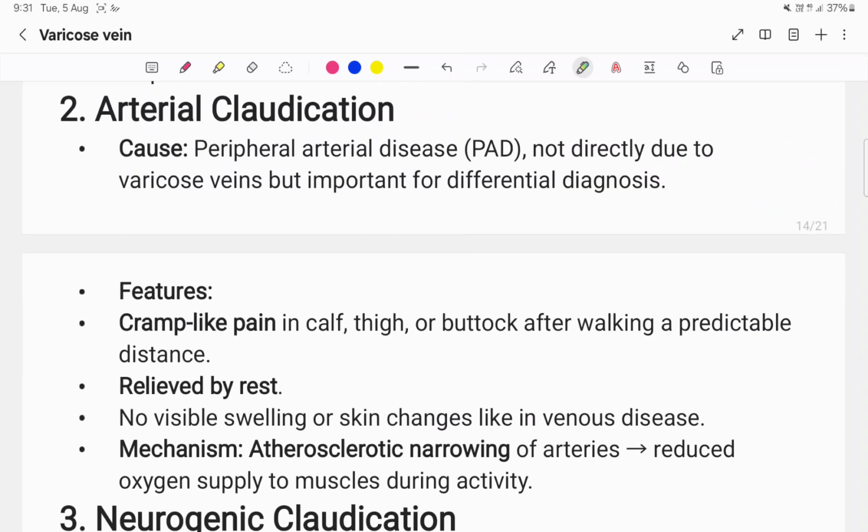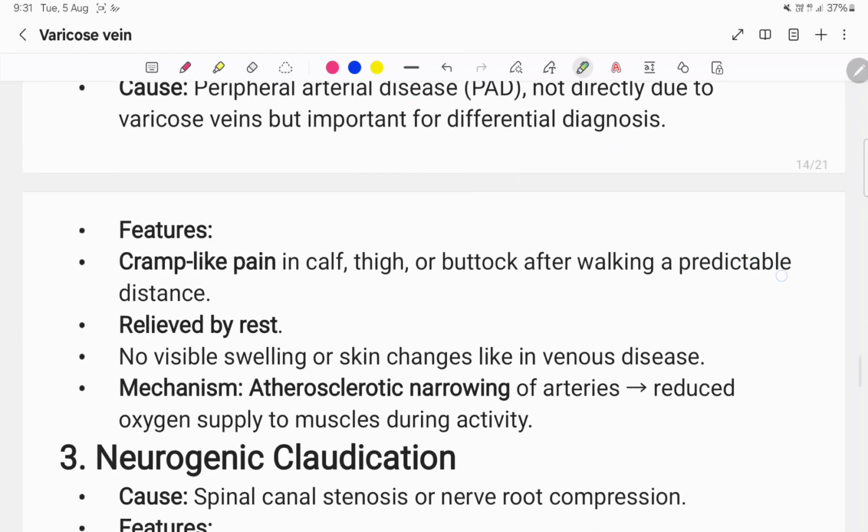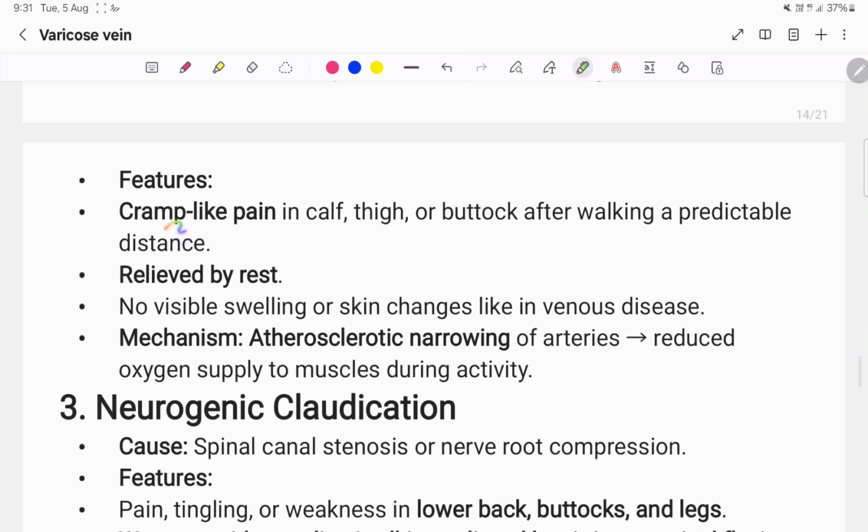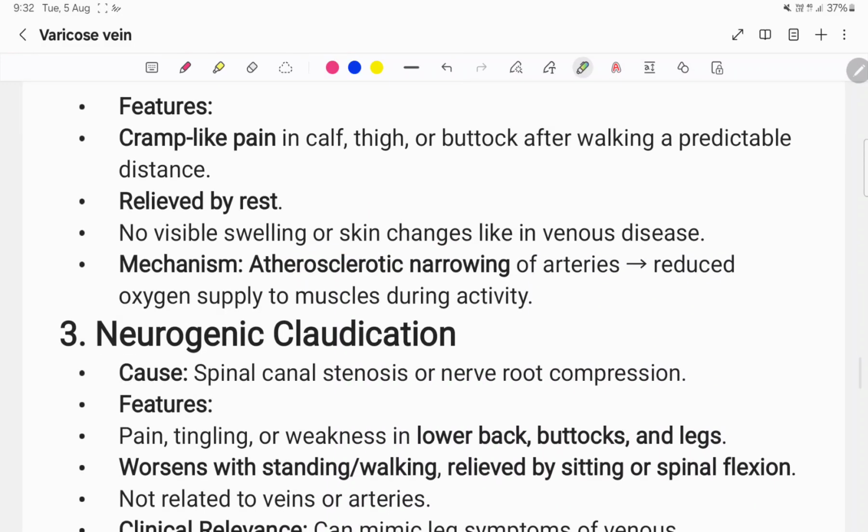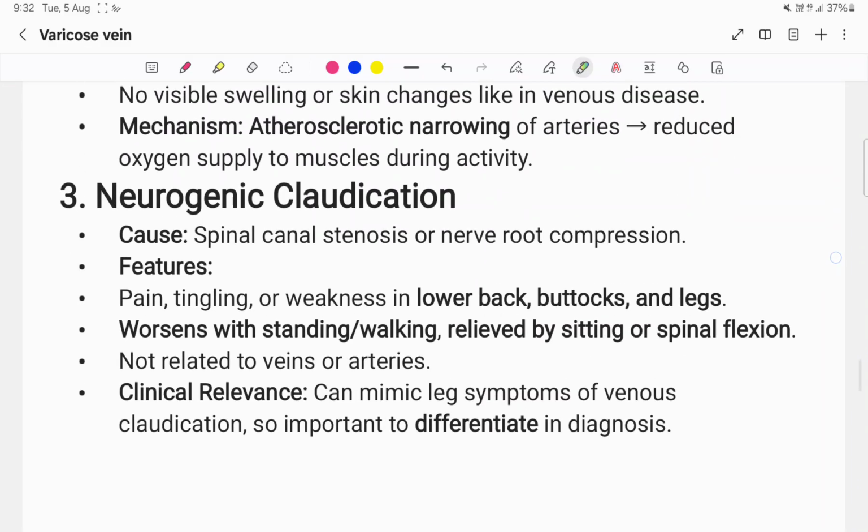The main cause is peripheral arterial disease, not directly due to varicose vein, but important for differential diagnosis. What are the features? Cramp-like pain, relieved by rest, no visible swelling or skin changes like venous diseases. The mechanism is atherosclerotic narrowing of the artery, leading to decreased oxygen supply to muscle during activity.